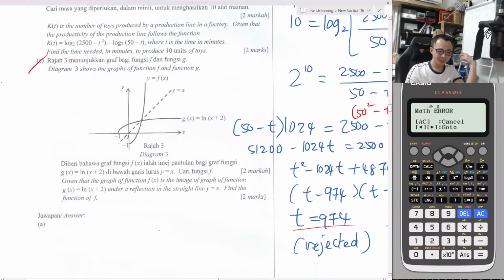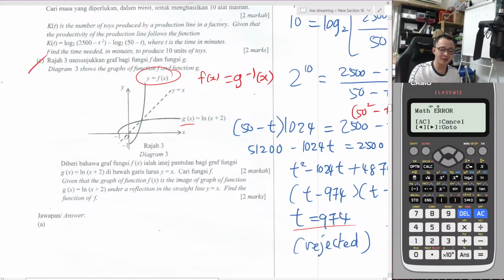Okay, inverse function. So they basically want us to find G inverse in this case, right? Or find a function of f. You should know f is basically the inverse of G because f(x) actually reflects on the line y equals x. So therefore, this one is actually equal to G inverse x. Okay, because it's a reflection there.